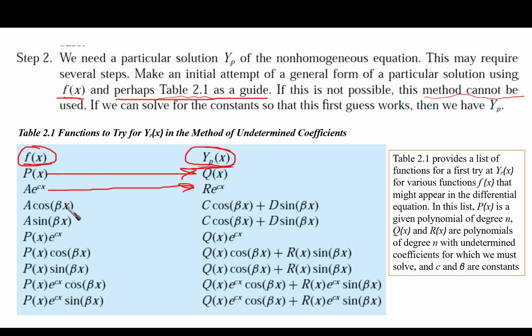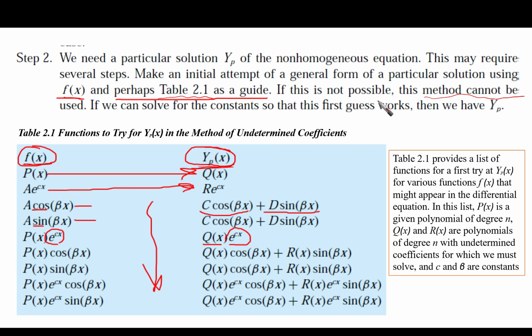If it's sinusoidal, cosine or sine, then your suggestion for y particular is c cosine beta x plus d sine beta x. Cosine and sine are similar. And if you have something like p of x times e to cx, then assume q of x times e to cx, which is the same exponential function. This is only a table for you to go through. It's a guide for you. It would only help you, okay?